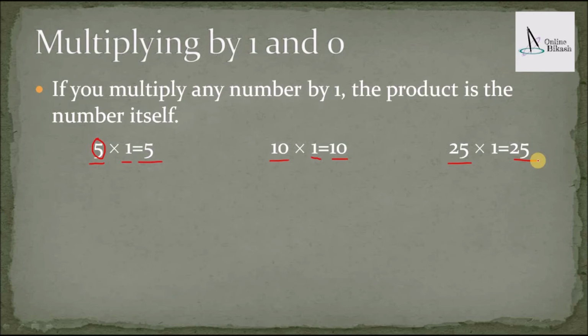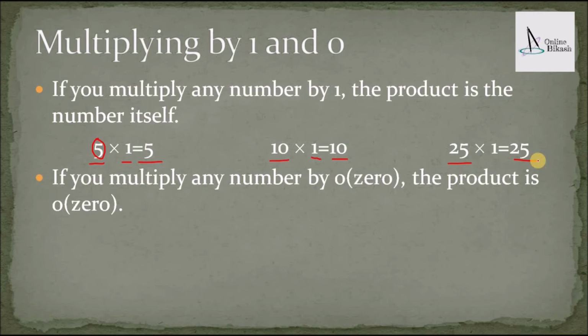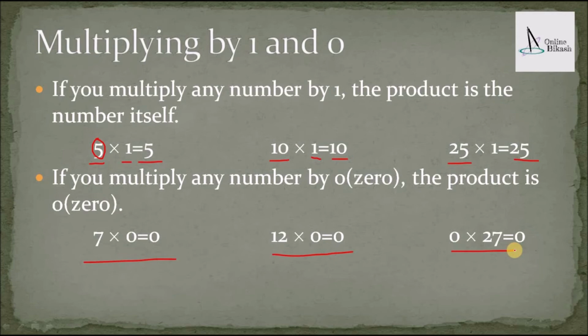Understood? Now what will happen if we multiply anything with 0? If you multiply any number by 0, the product is 0. That means if you multiply 7 by 0, the answer is 0. If you multiply 12 by 0, the answer is 0. If you multiply 27 by 0, then also the answer is 0. That means multiplying anything with 0 will result in 0 itself. Hope you are understanding this.